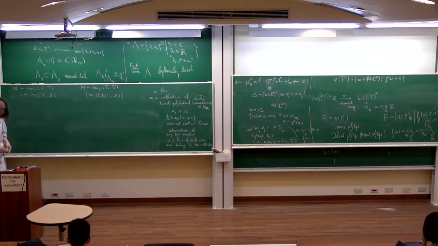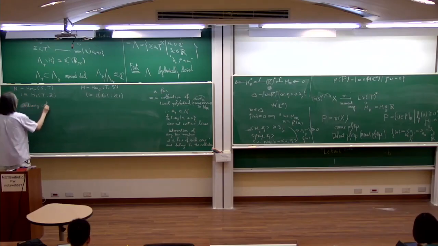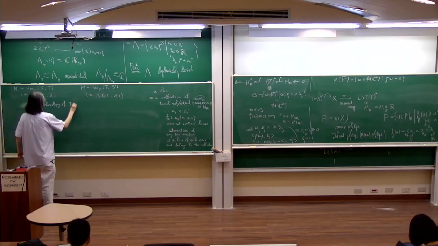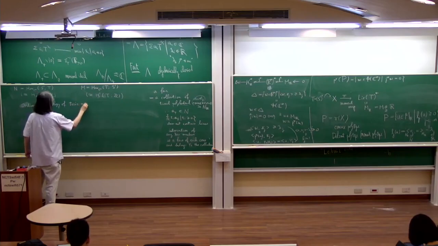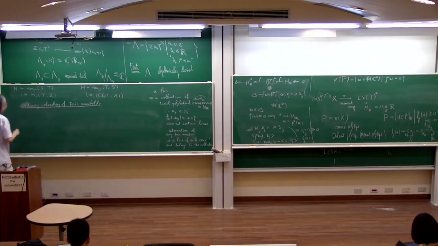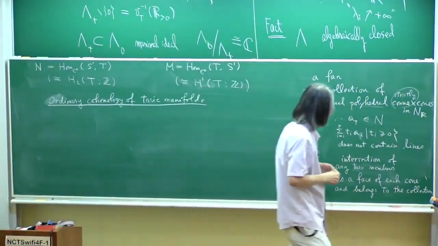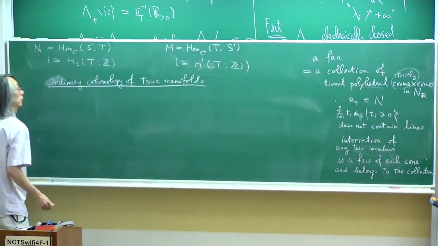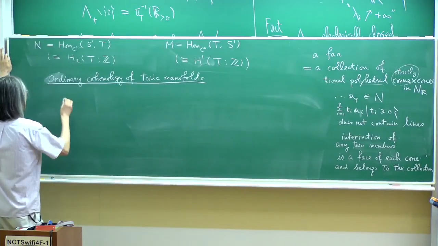Since I have to use something later, I may just recall the following. So the cohomology, ordinary cohomology of this one, certainly there may be several ways to understand this, but there is one nice description. So I just give you the result.